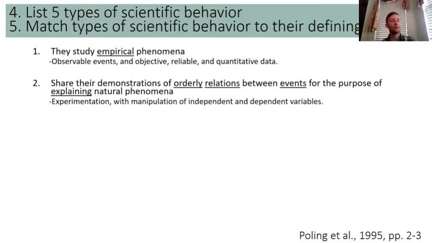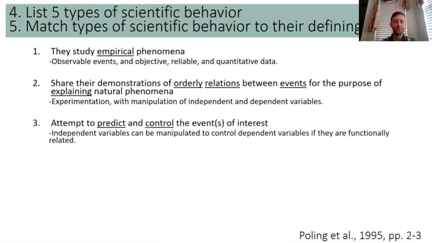So we have two types of scientific behavior so far. They study empirical phenomena, and they share their demonstrations of orderly relations between events for the purpose of explaining natural phenomena. Third, they attempt to predict and control the event of interest. Now, independent variables can be manipulated to control dependent variables if they are functionally related. With regard to prediction and control, a change in the value of one variable can predict a change in another variable, and in such cases, the value of one determines the value of the other.